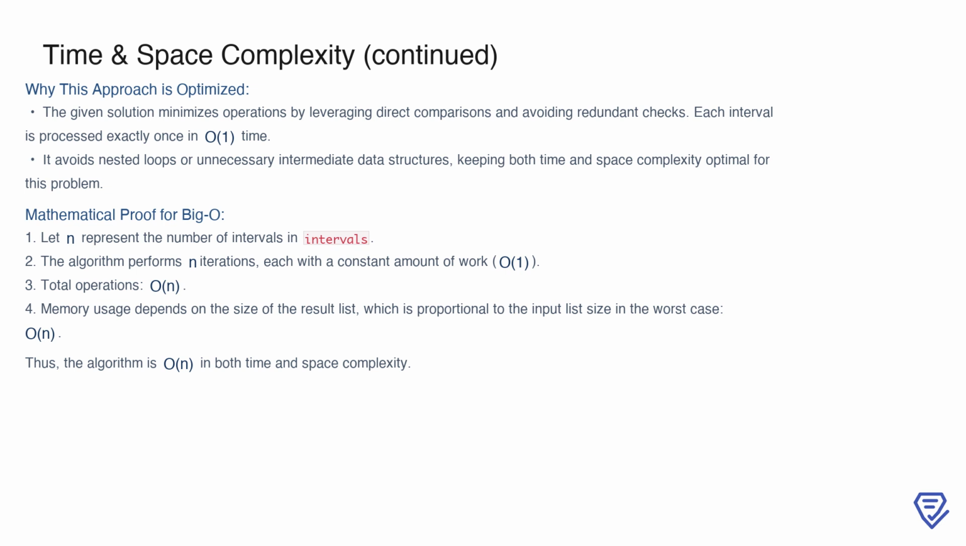To mathematically prove its efficiency, let n represent the number of intervals in the input list. The algorithm iterates over these n intervals, performing a constant amount of work for each iteration, resulting in O(n) operations.